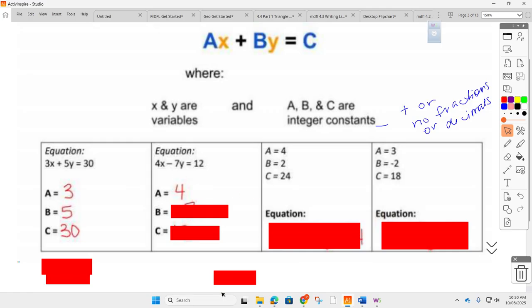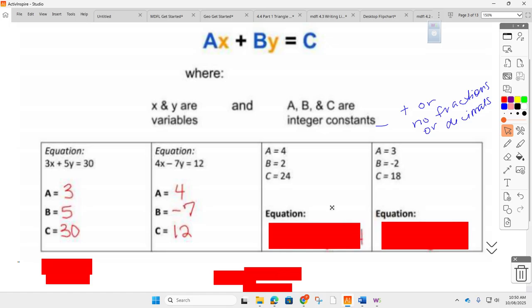Minus 7. Is that a positive 7 or a negative 7? Yeah, that's the tricky part. You got to look for that operation. That operation tells you if that coefficient is going to be positive or negative, right? And then what is our C telling me? Yes.